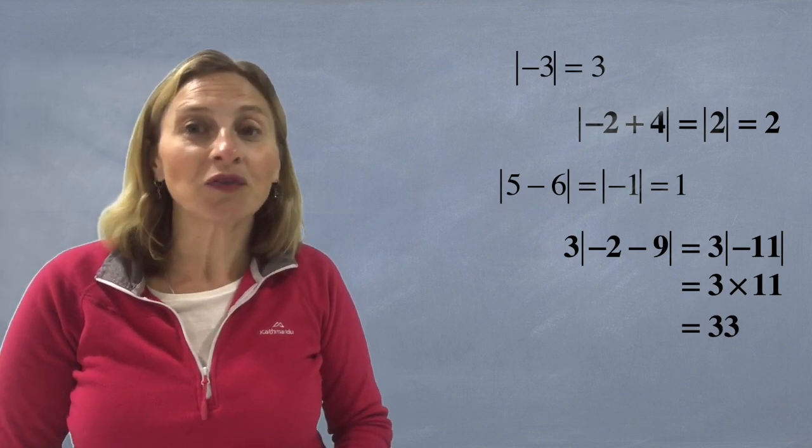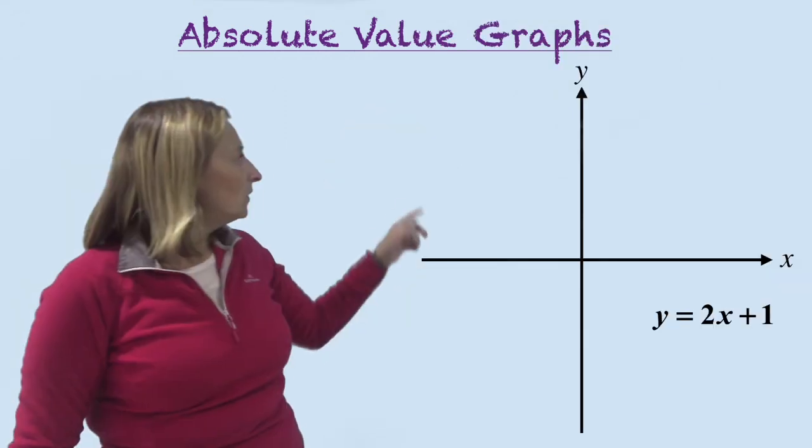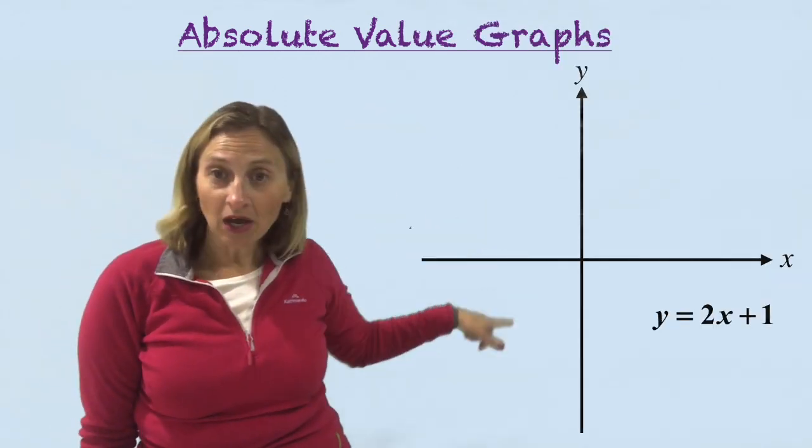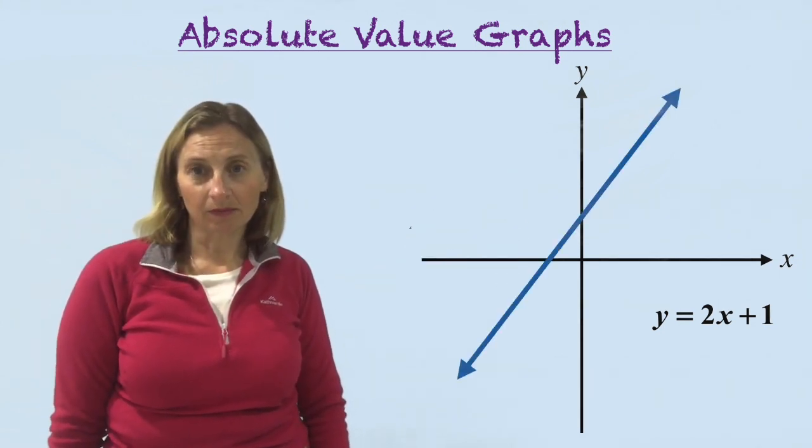Now let's have a look at the graphs and how we know what's going on. Let's take a look at our first graph, y equals 2x plus 1. That's a straight line going through +1 on the y-axis, so it'll look something like this.